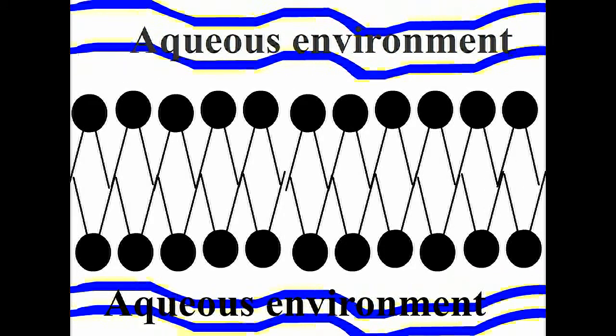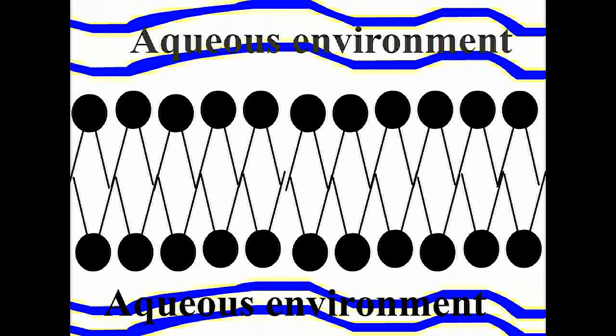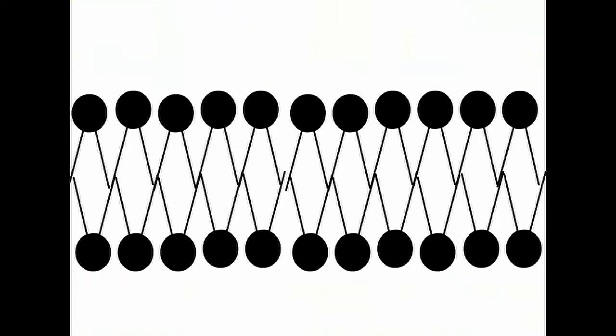tails are shielded from the aqueous environment in the interior of the membrane, forming a hydrophobic barrier to polar and charged molecules. Transient gaps also exist between phospholipid molecules in membranes to allow certain small particles to pass through. Thus, phospholipid molecules play a big part in the selectively permeable nature of membranes.